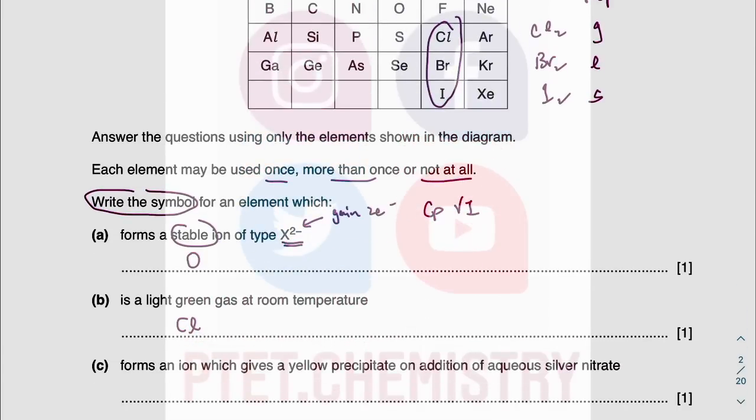Next bit, it forms an ion. It gives a yellow precipitate when you add silver nitrate. That yellow precipitate is silver iodide. So we're looking at I-, but it says it's the element that forms the ion. So we're looking at iodine. Again, not I2, not I-, but the element itself, iodine.